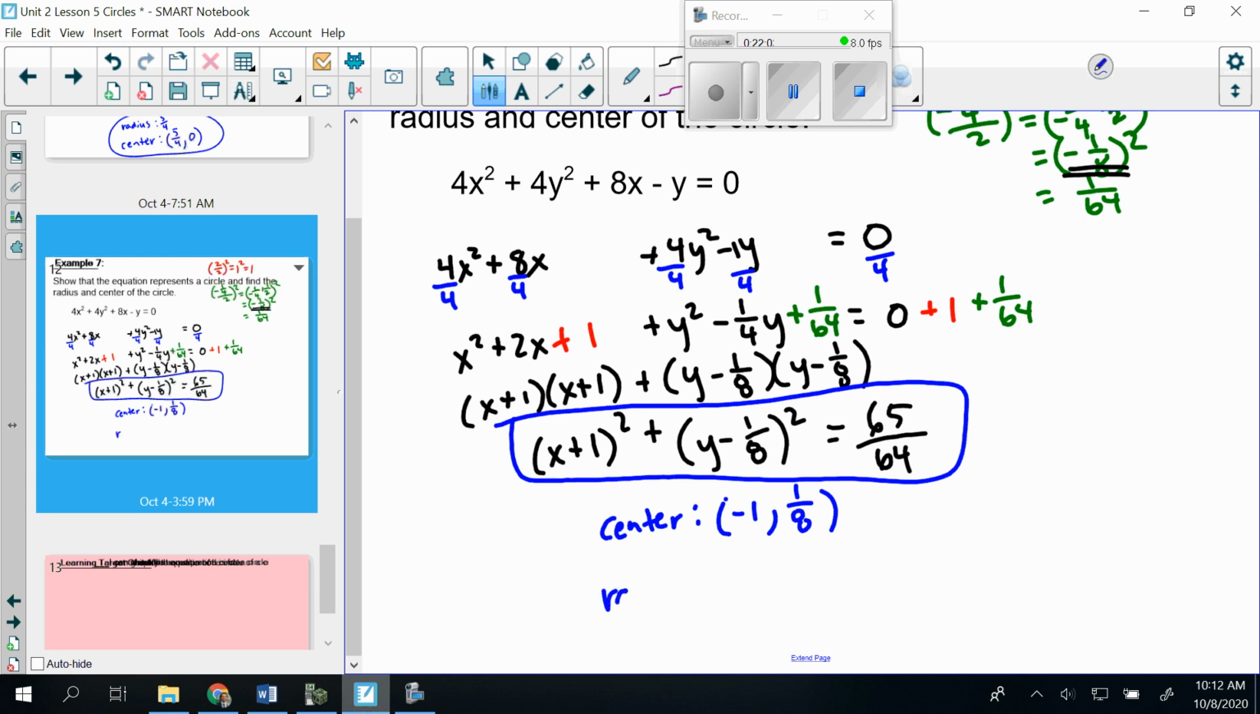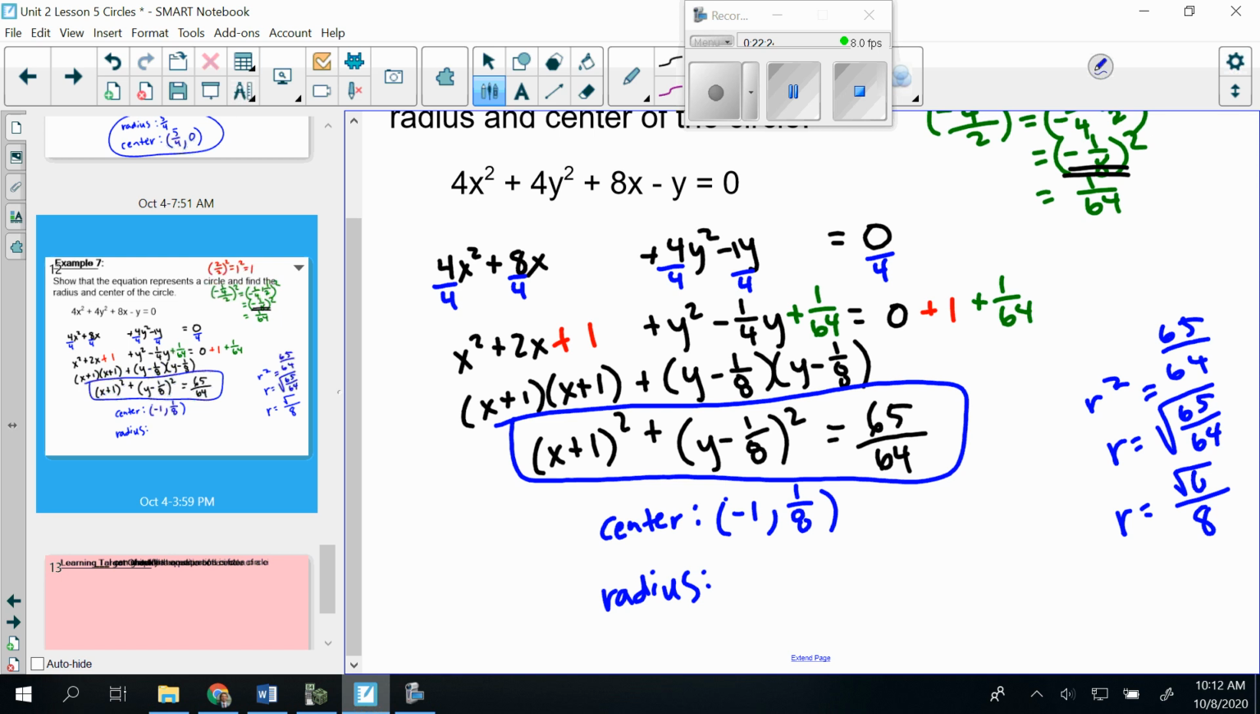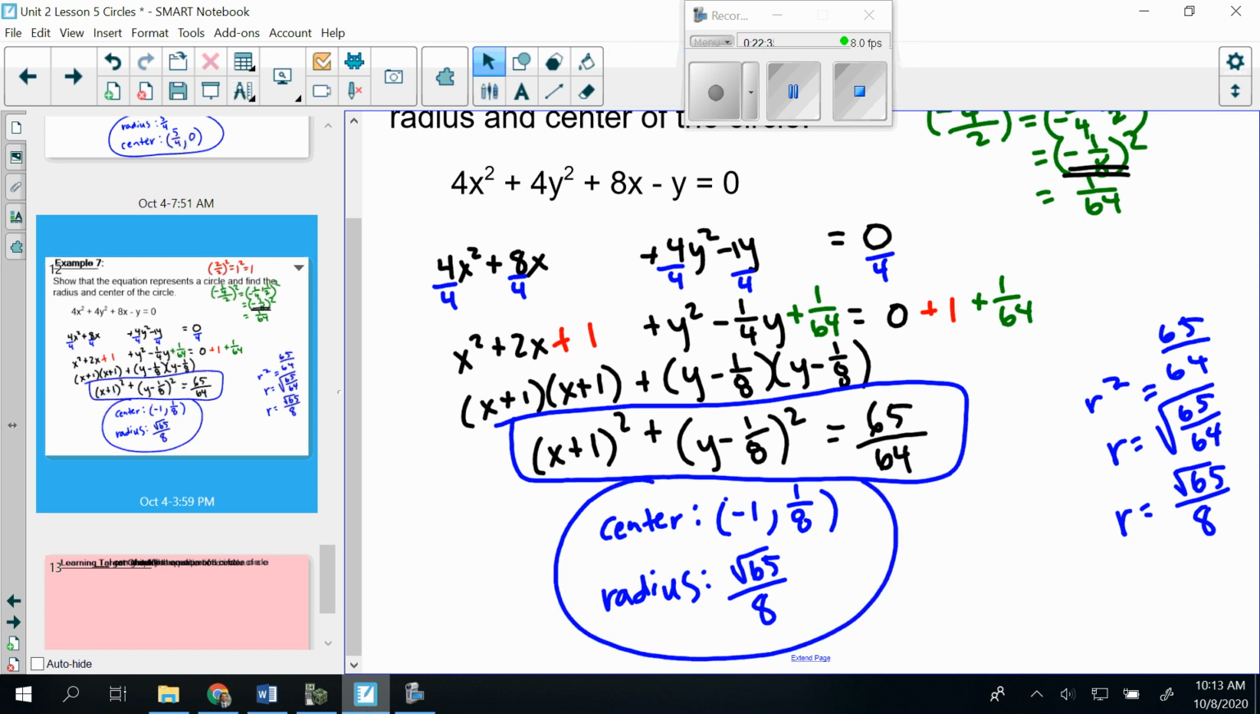Our radius means we got r squared here equal to 65/64. That means we got square root here. The bottom number we can square root, that would be 8. The top one's not a perfect square, but we'll just leave it then as square root of 65. So radius is square root of 65/8. There's our center and radius. So hopefully that came out for you.